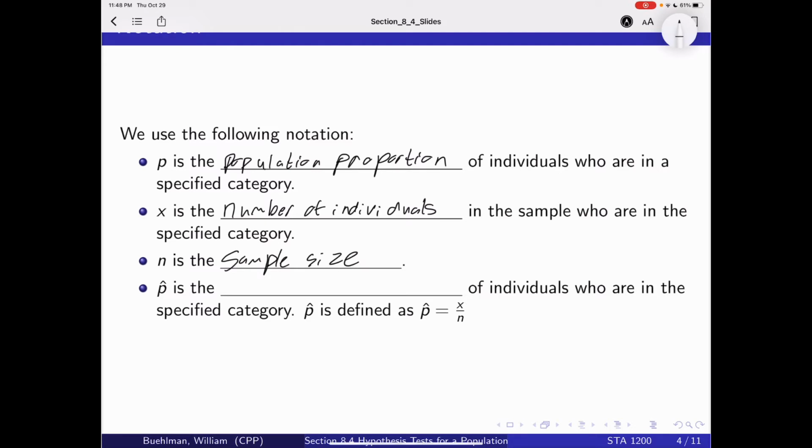P hat is the sample proportion of individuals who are in the specified category. P hat is still X over N. So these should all look familiar because it's the same notation we use for confidence intervals.